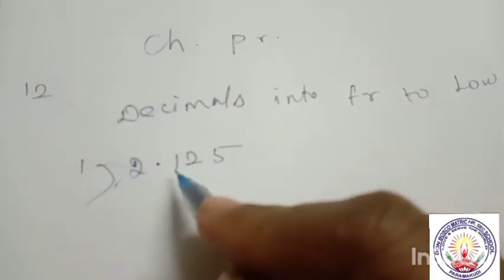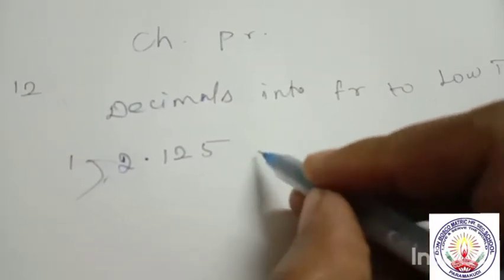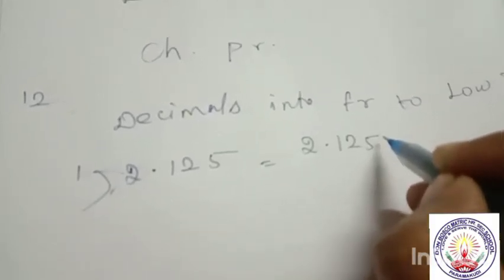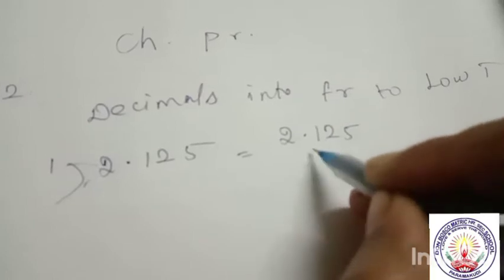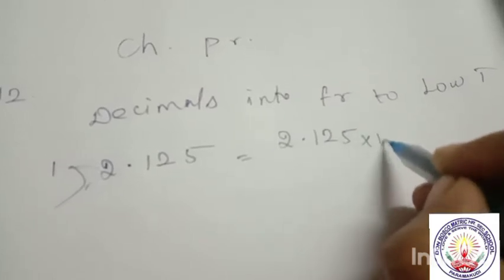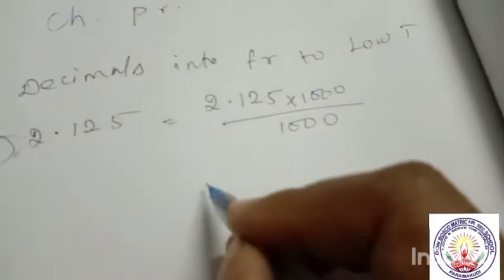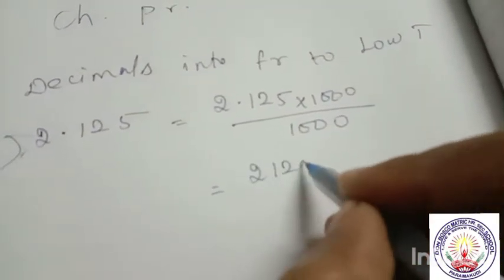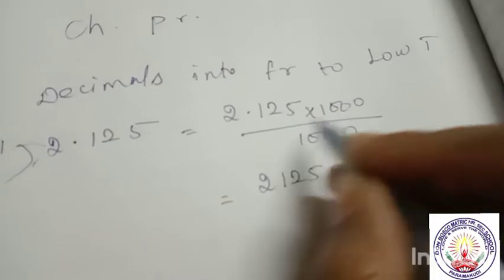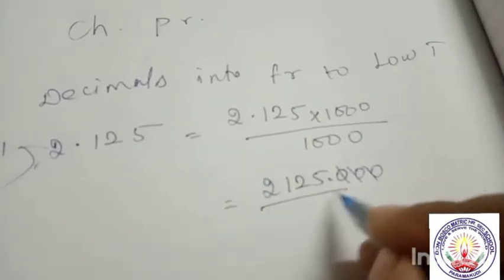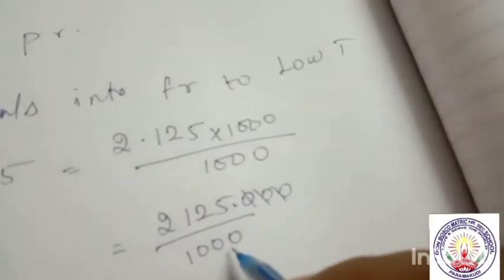How many digits? 1, 2, 3. So, 2.125. 3 decimal places means multiply and divide by 1000. So 2125 over 1000. Cancel, dividing by 5.